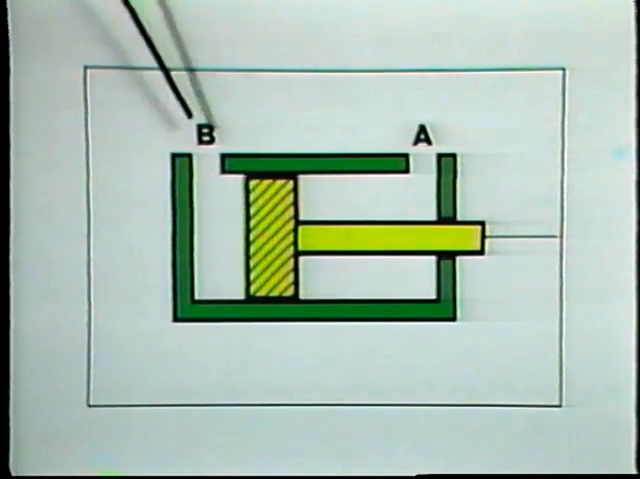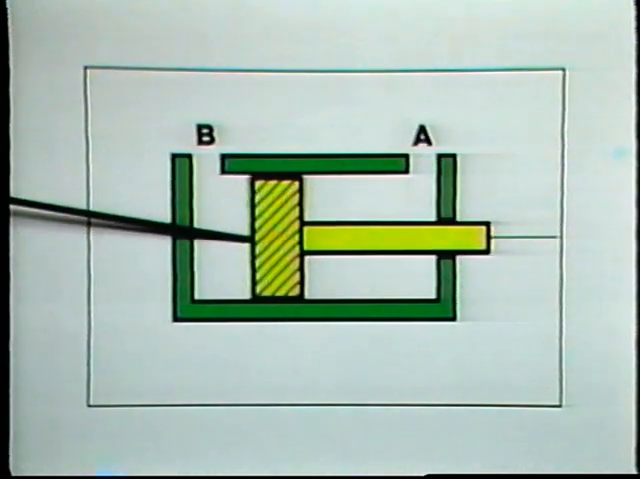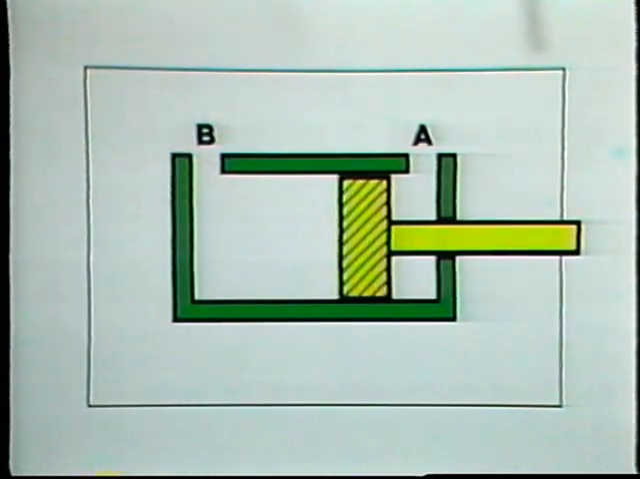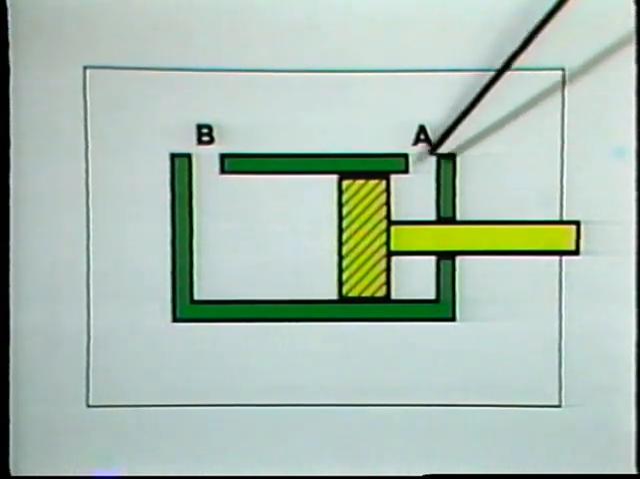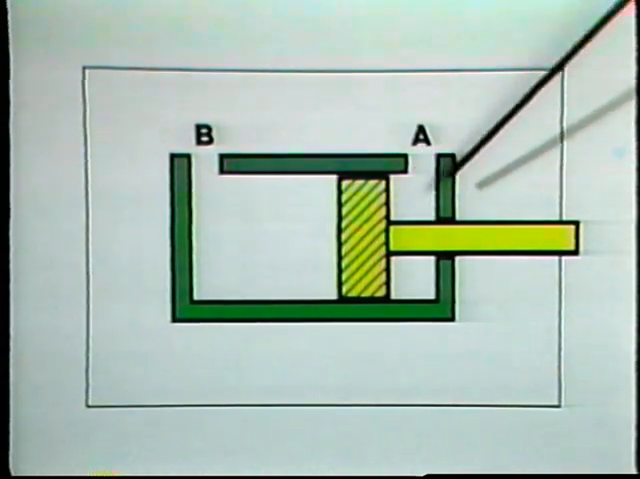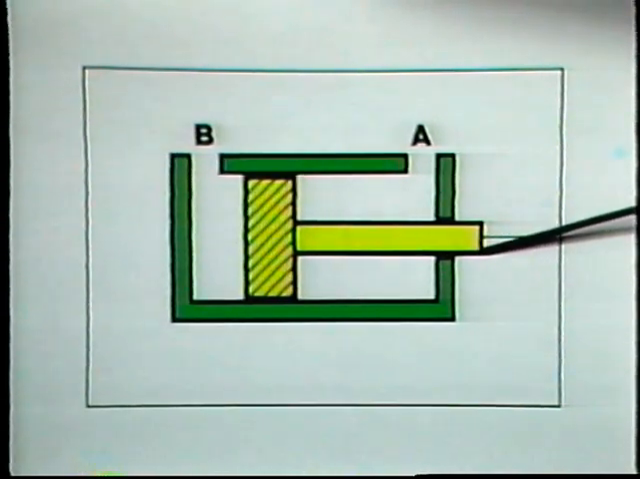If pressurized air is directed into Port B, here, the piston will move to the right, and the rod attached to the piston will extend. On the other hand, if we direct air into Port A, the piston will move to the left, and the actuator rod will retract. So to make the double-acting cylinder work, we need some way that we can change the direction of air flow to and from the cylinder. And we do this by using what is called a directional control valve.